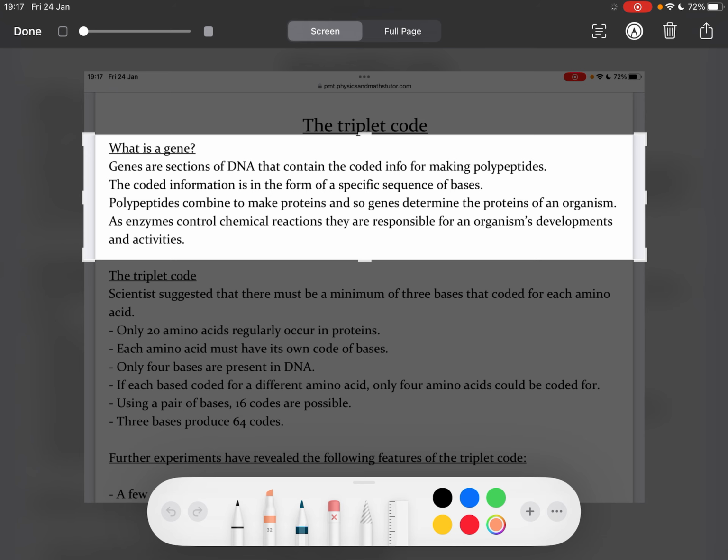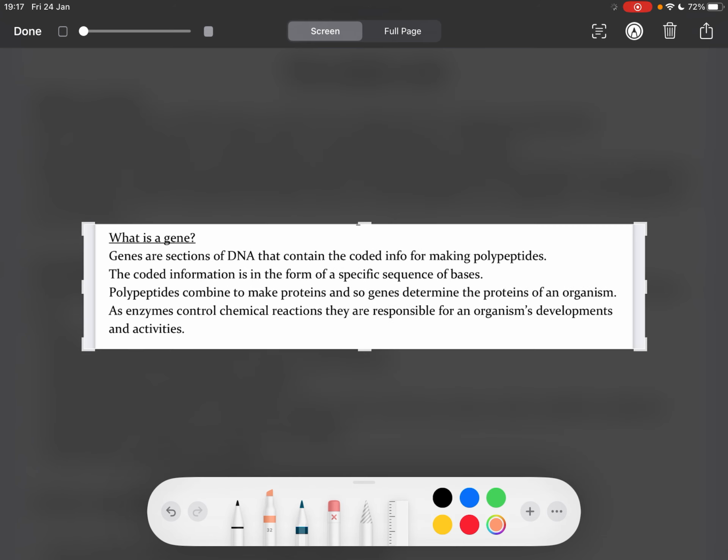Okay, the gene itself is a section of DNA that codes for making a polypeptide. Genes are sections of DNA that contain the coded info for making polypeptides. The coded information is in the form of a specific sequence of bases. Polypeptides combine to make proteins, and so genes determine the proteins of an organism, and as enzymes control chemical reactions, they are responsible for an organism's development and activities.